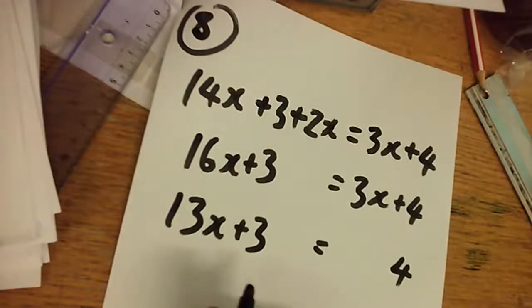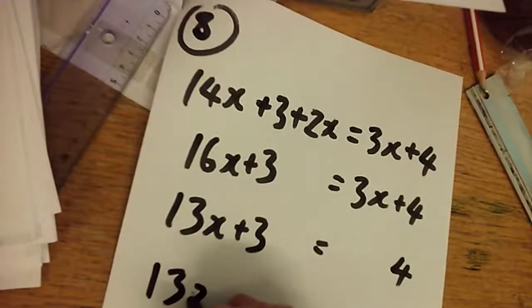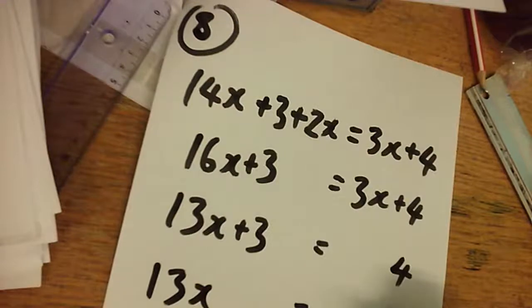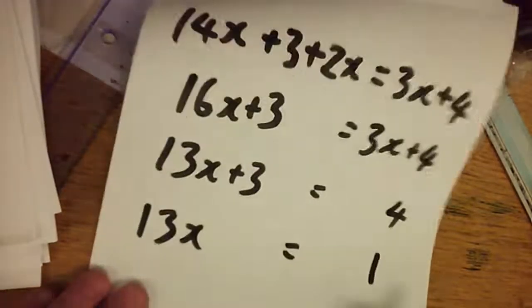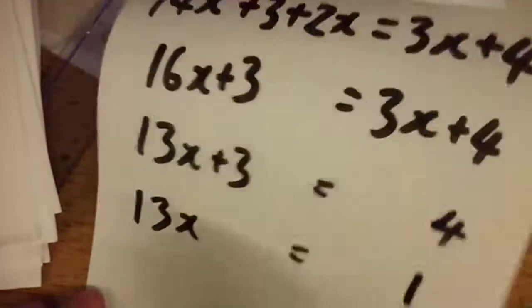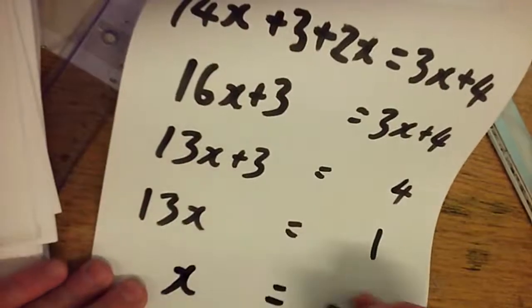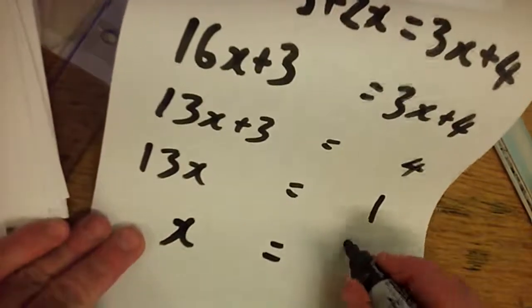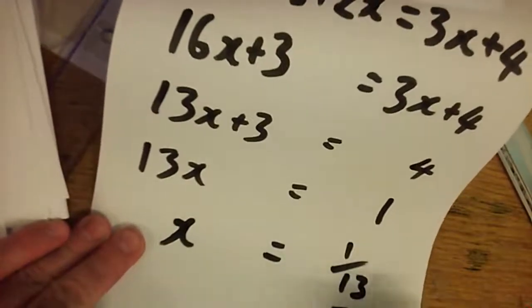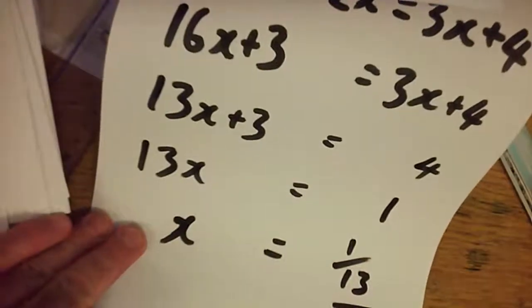Take away 3 from both sides to get the x bit on its own. 13x is equal to 1, and then divide everything by 13 to get what a single x is. x equals 1 over 13 as a fraction.